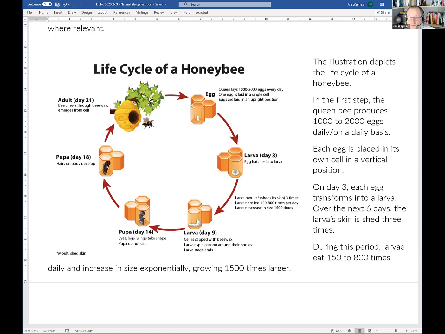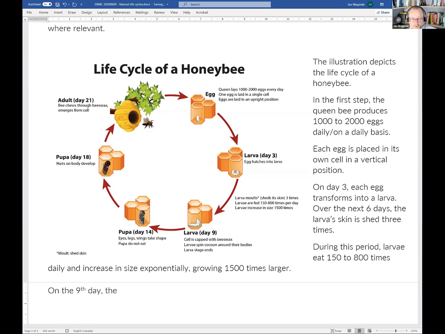Okay, let's move on to the next step. Let's go with Sylvia. On the ninth day, cell is covered with beeswax.